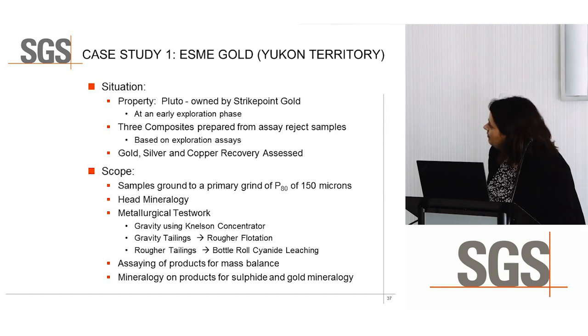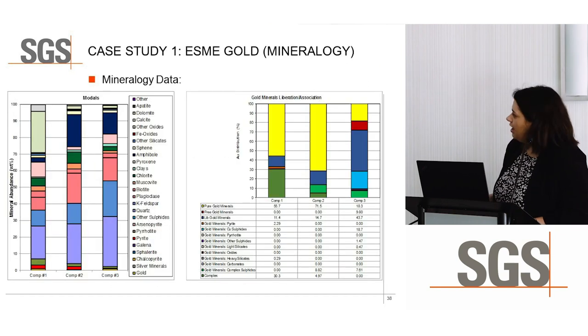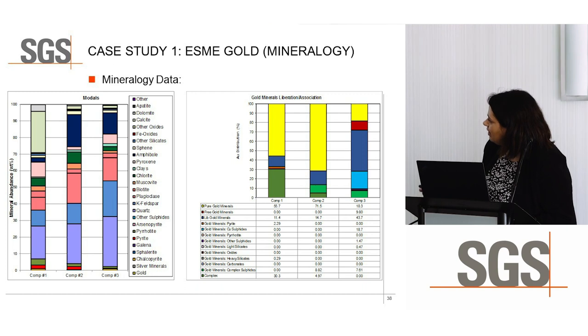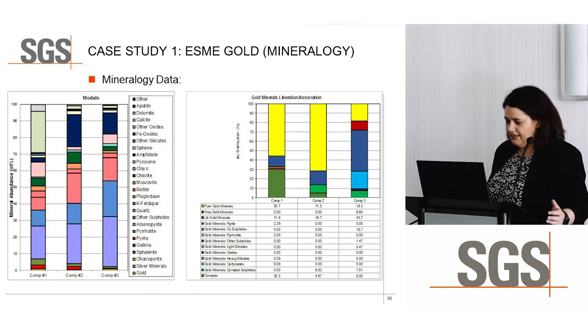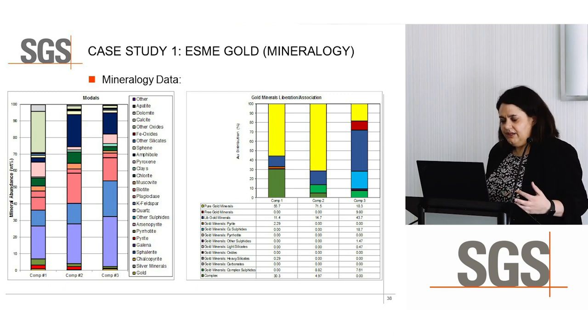So a couple of examples of some of the deliverables here. This is the mineralogy. The three samples, the three composites, were fairly similar in terms of their mineralogy. A lot of it was basically quartz and all the silicates, with a little bit of chalcopyrite and sphalerite. So they were very similar in the mineralogical sense.